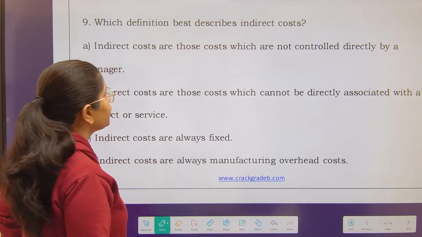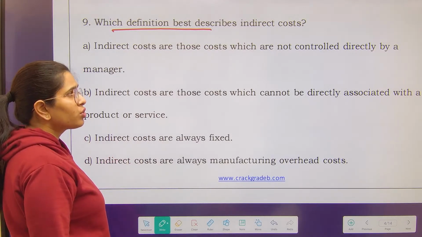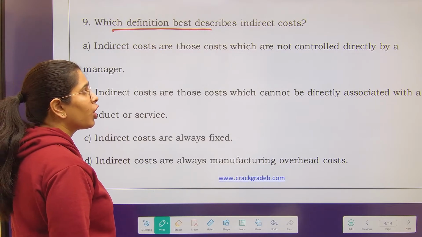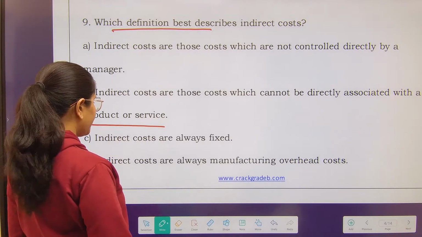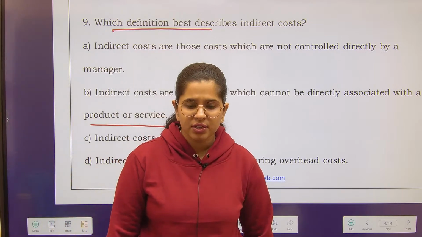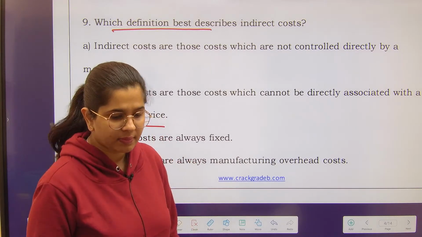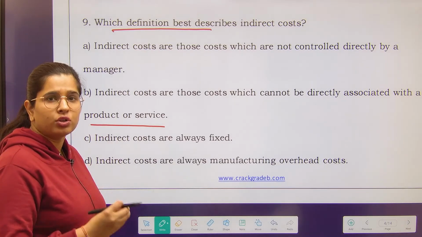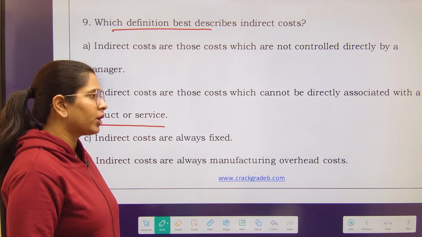Next, which definition best describes indirect cost? Indirect costs are those costs which are not controlled directly by the manager. Indirect costs are those costs which cannot be directly associated with the product or services. Indirect costs are always fixed. Indirect costs are always manufacturing overhead costs. Now, what should be the answer as per you? Question number 9. See, we have already talked about this. Indirect cost means all those costs which cannot be directly attributable to the product or service.